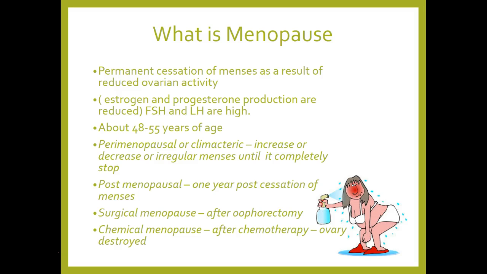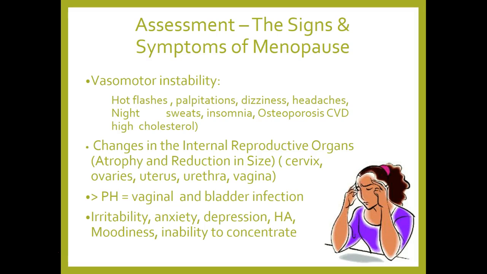There's surgical menopause, which means after an oophorectomy. That's the removal of the ovaries. And then there is chemical menopause. You might see this for someone who has had some type of chemotherapy and their ovaries are destroyed essentially from that medication.